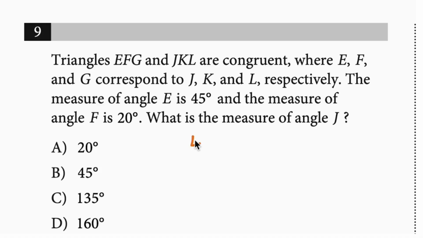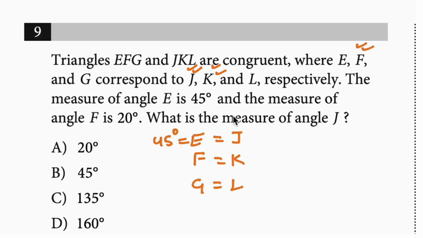First, E should be compared to the first of the other data, which is J. So E is equal to J, F is equal to K because F is in the second place for the first data and K is in the second place for the second data, and G corresponds to L. If the measure of angle E is 45 degrees, and the measure of angle F is 20 degrees, what is the measure of angle J?